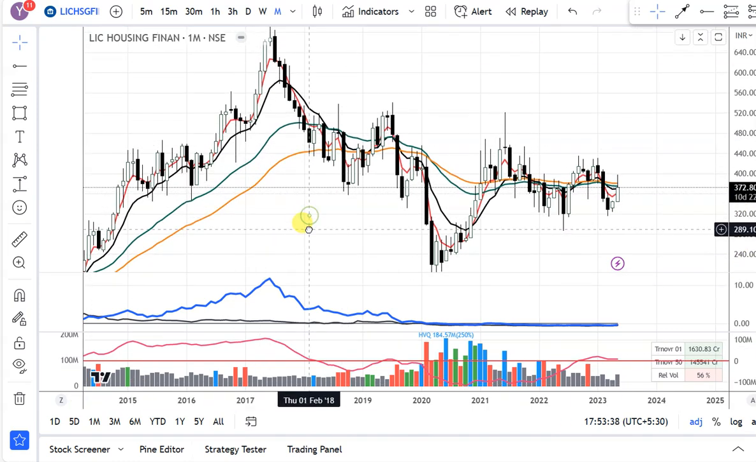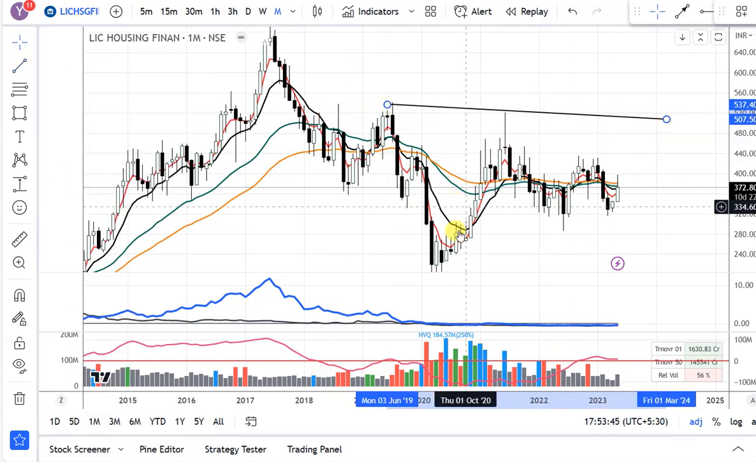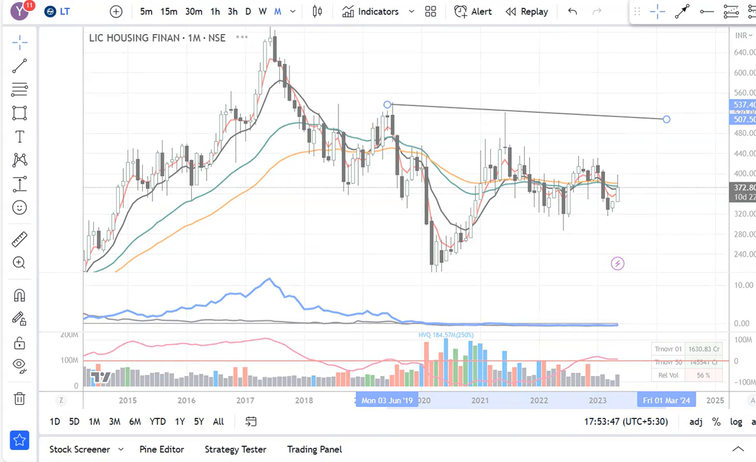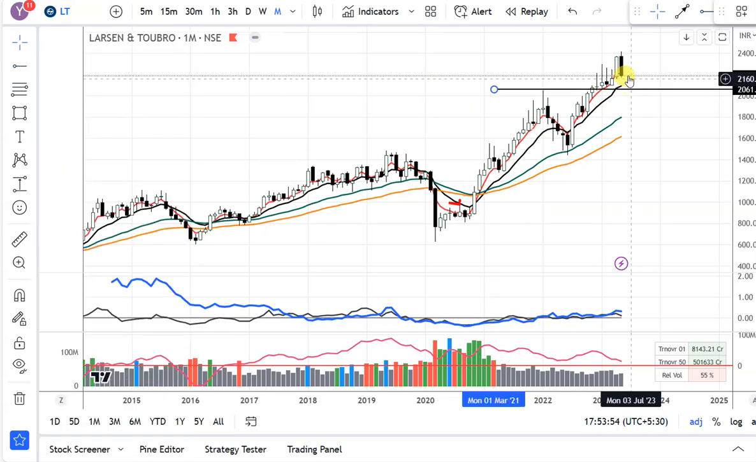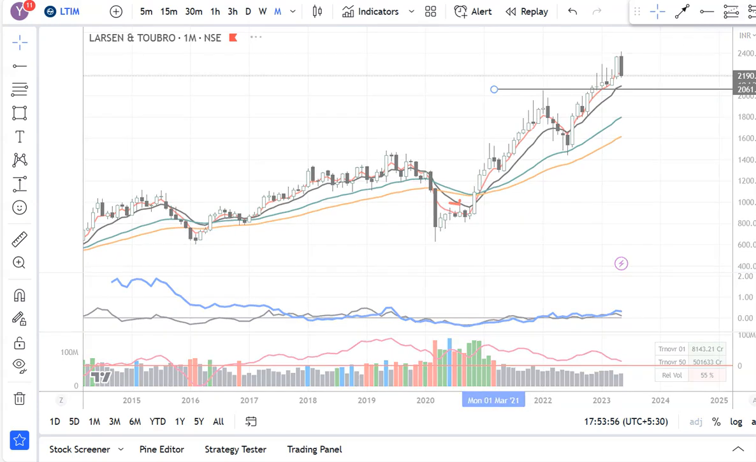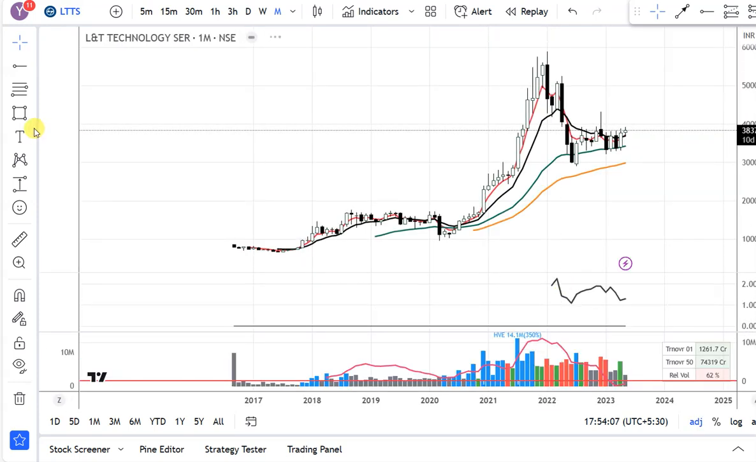L&T gave a strong breakout. It looks like it is coming to retest, so let's wait for the stock to come. LTI Mindtree, let it break 5,310. Right now it's range bound. LTTS is also range bound. Lupin is right now doing nothing. It has just created a triple bottom over here, but the strength in the stock has not come yet. So let's wait.